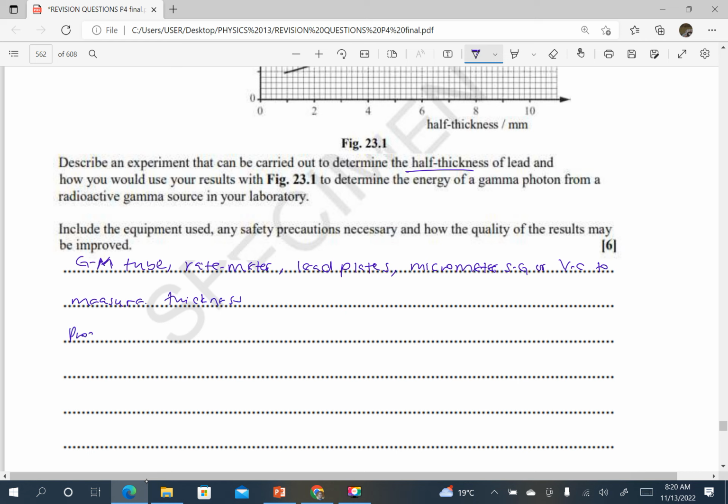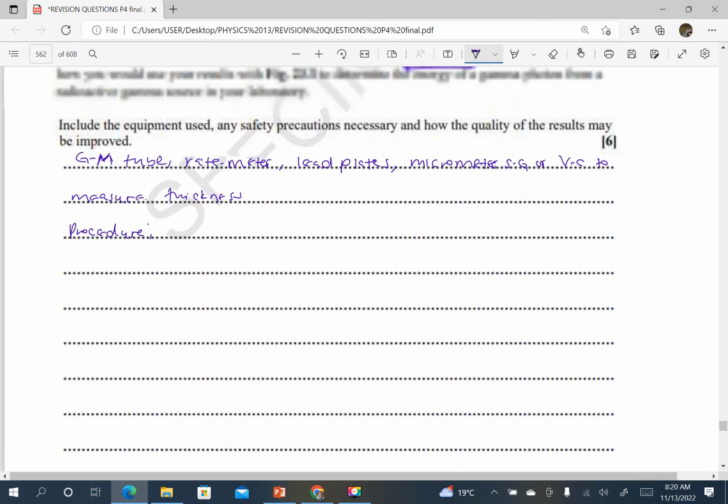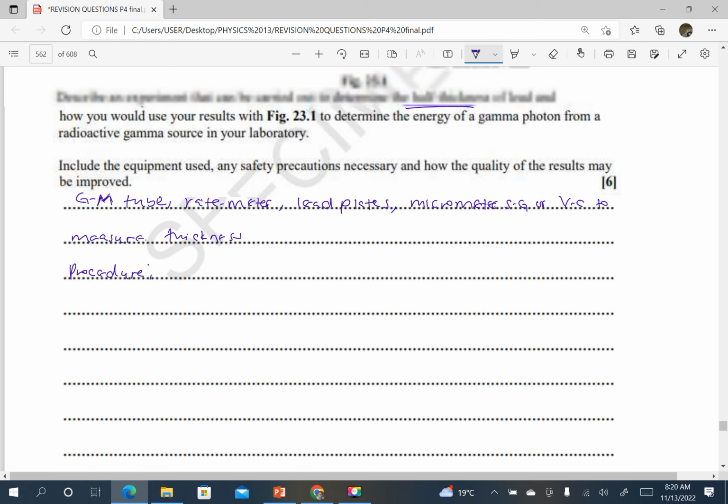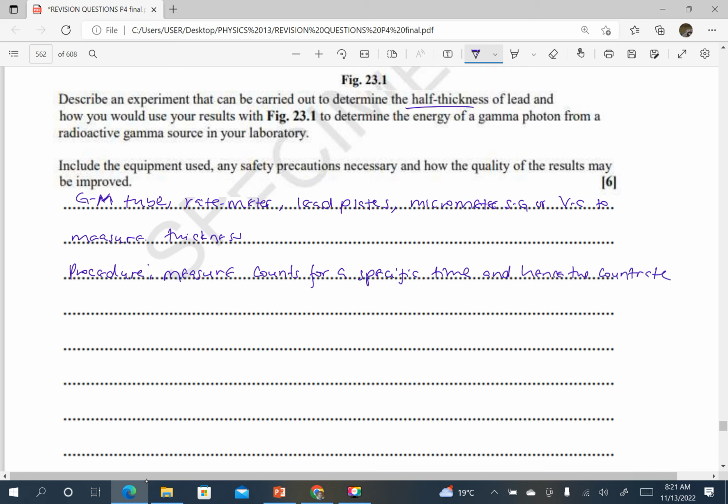So let's talk about the procedure now. In our procedure, we shall measure the counts for a specific time and hence the count rate for each thickness of lead.